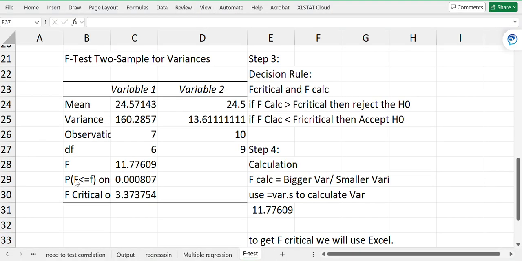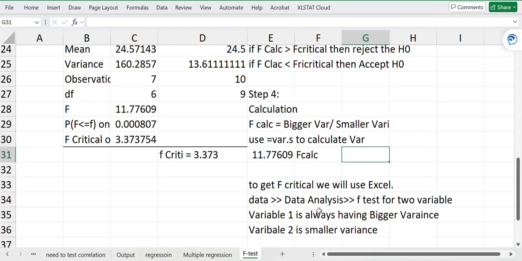I have the result here. I have two things to look for: one is the p value, the other is the critical value. I have the critical value. This is my calculated value. So F critical is equal to 3.373. Now look at the rule. What is it? Calculated is bigger, right? This is F calculated. Calculated is bigger than critical, which means I should reject the null.